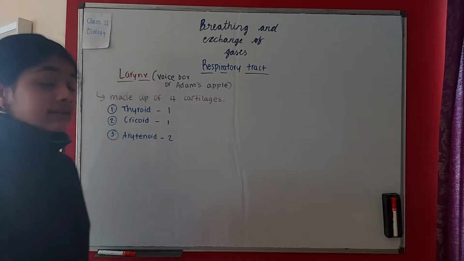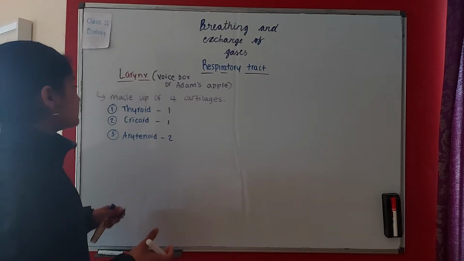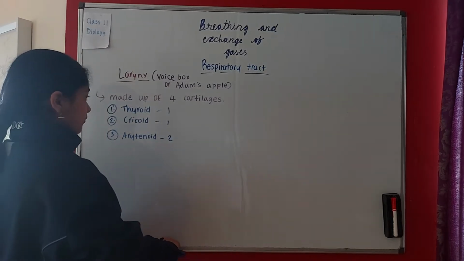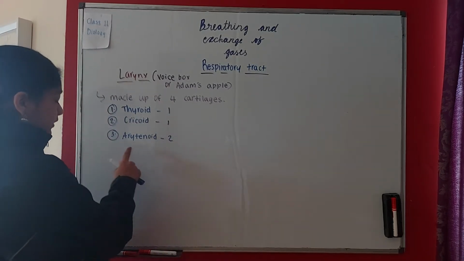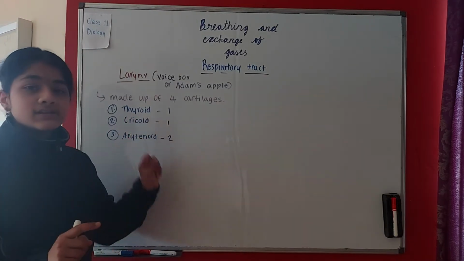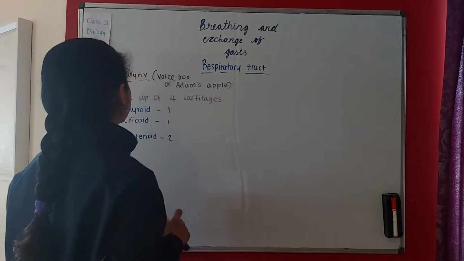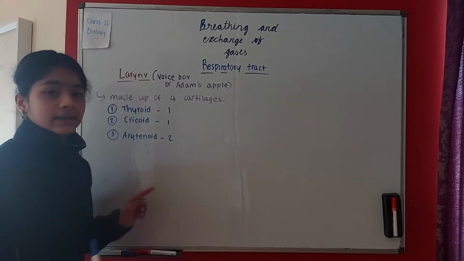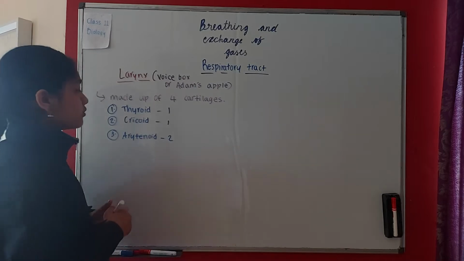So the larynx, or voice box, or Adam's apple, is made up of 4 cartilages. There are 3 types of cartilages and the number of the cartilages is 4. The first one is thyroid cartilage, which is 1 in number, cricoid cartilage, which is also 1 in number, and arytenoid cartilage, which is 2 in number.